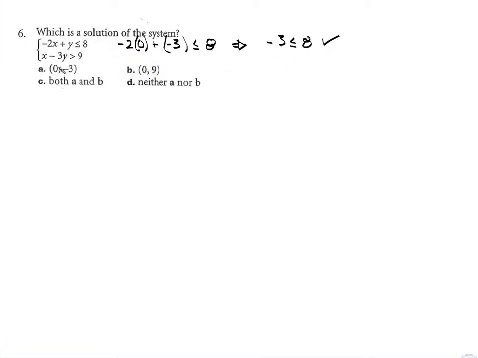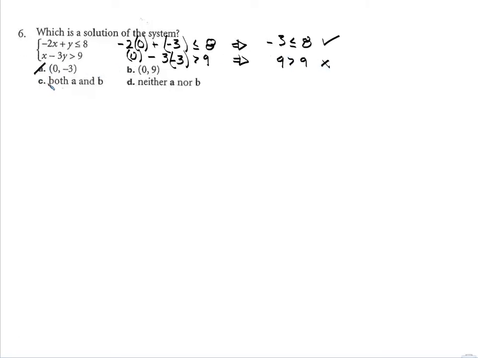And let's plug in 0 and negative 3 to the second equation. So it's 0 minus 3 times negative 3. That needs to be greater than 9. Just plugging into the second equation, that's going to be the same thing as saying negative 3 times negative 3 is 9. 9 needs to be greater than 9. That is not the case. 9 is not greater than 9, so it can't be A.